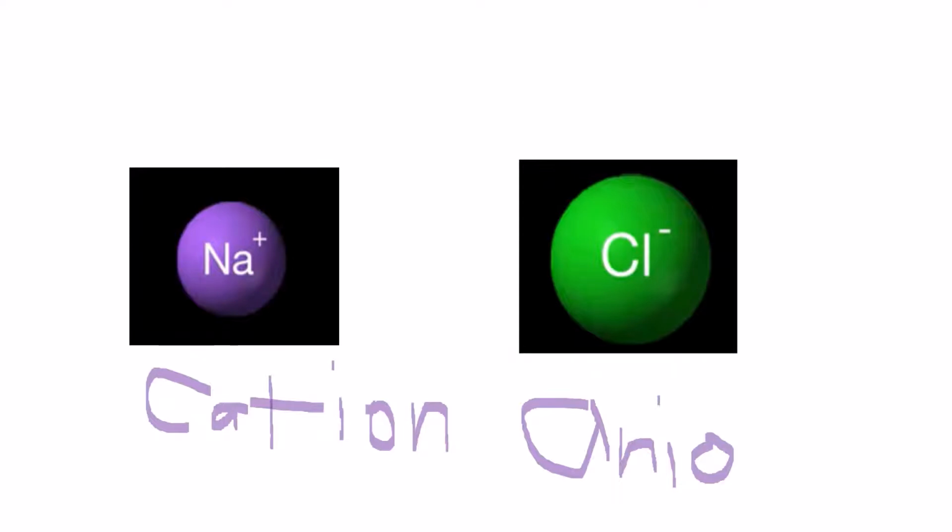Now, it is easy to remember which is positive and which is negative. In cation, you have this positive t here, the plus sign, and in anion, you have this n. So, we have the sodium positive and chlorine negative.